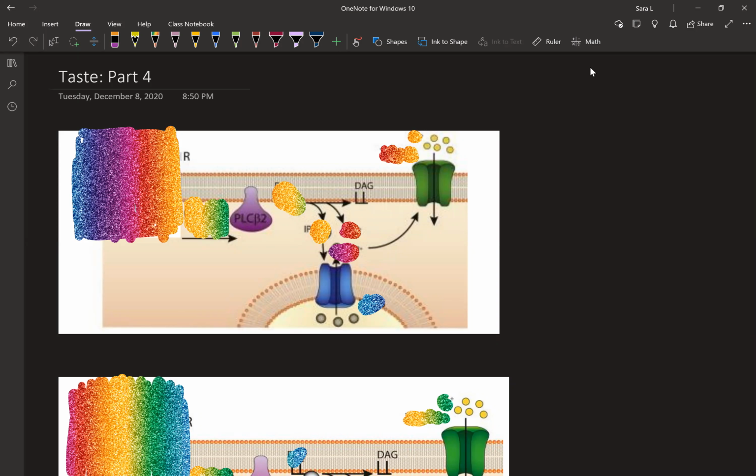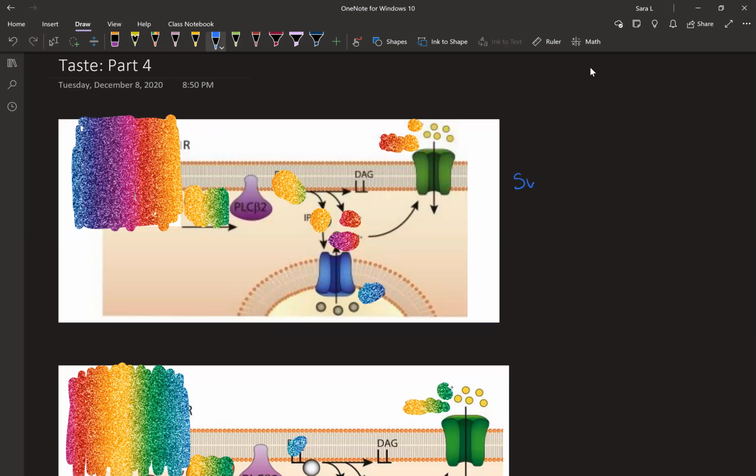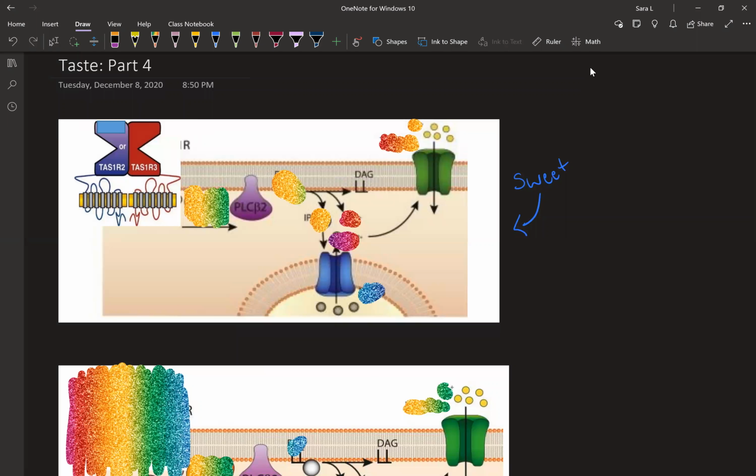Right now, we're going to be talking about the differences and similarities between the umami receptors and the sweet receptors. We're actually going to start out up here at the top with the sweet receptors. The reason why we're comparing these two is because they're both class C receptors, and they have very similar GPCR. GPCRs are G protein coupled receptors, which basically means that as the receptor is stimulated, a G protein cascade is going to be activated.